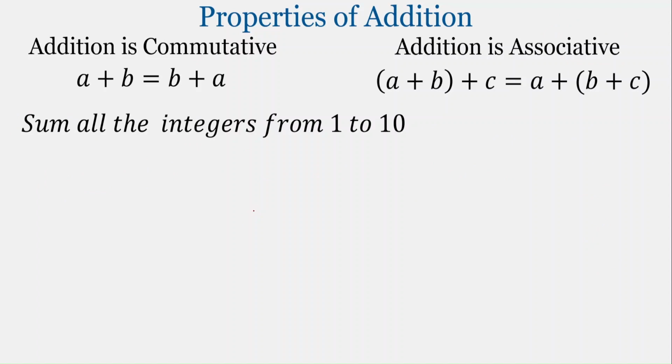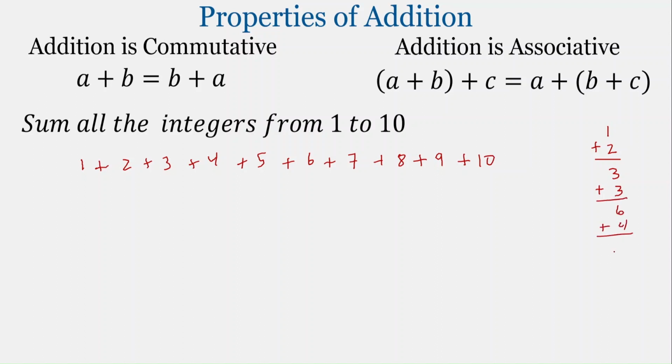Let's try another one. Let's sum all the integers from 1 to 10. So the integers from 1 to 10 are 1 plus 2 plus 3 up to 9 plus 10. And again, we can go 1 plus 2, and that gives us 3. And then we'll add 3. That gives us 6. And then we'll add 4, and that gives us 10. That will work, and we will get the correct solution.